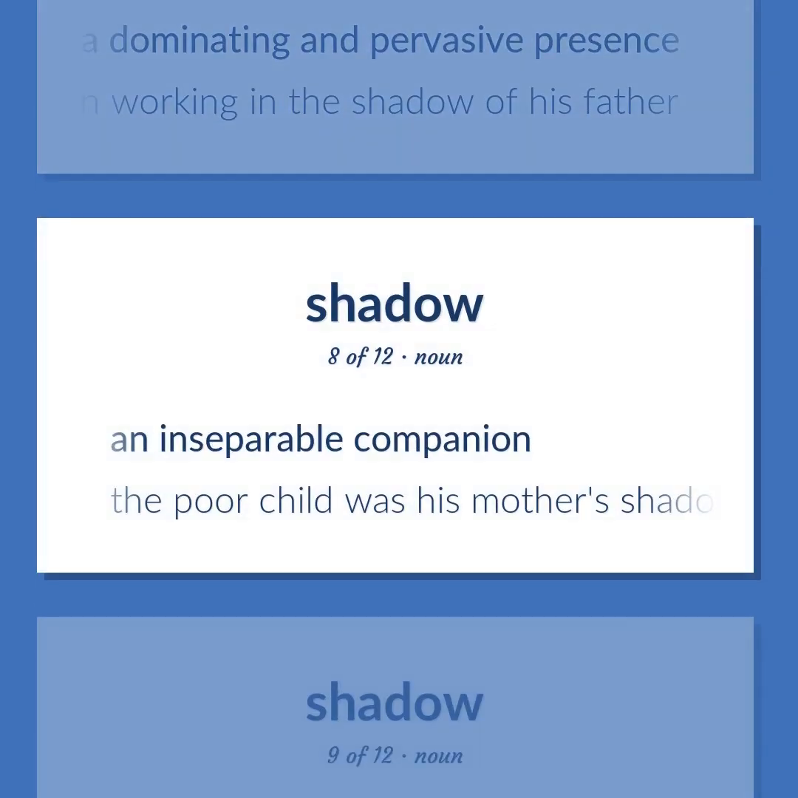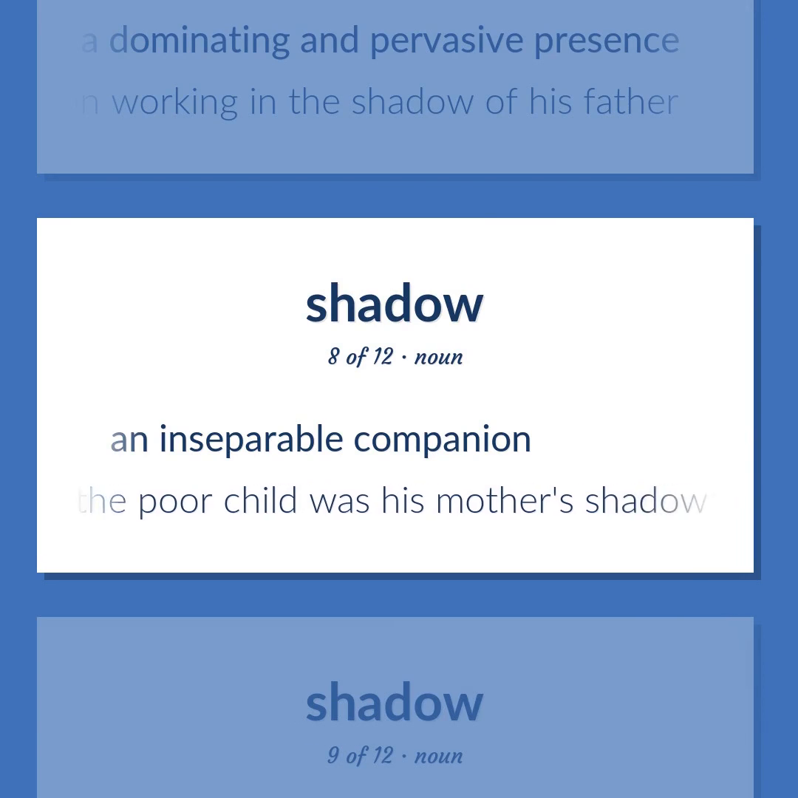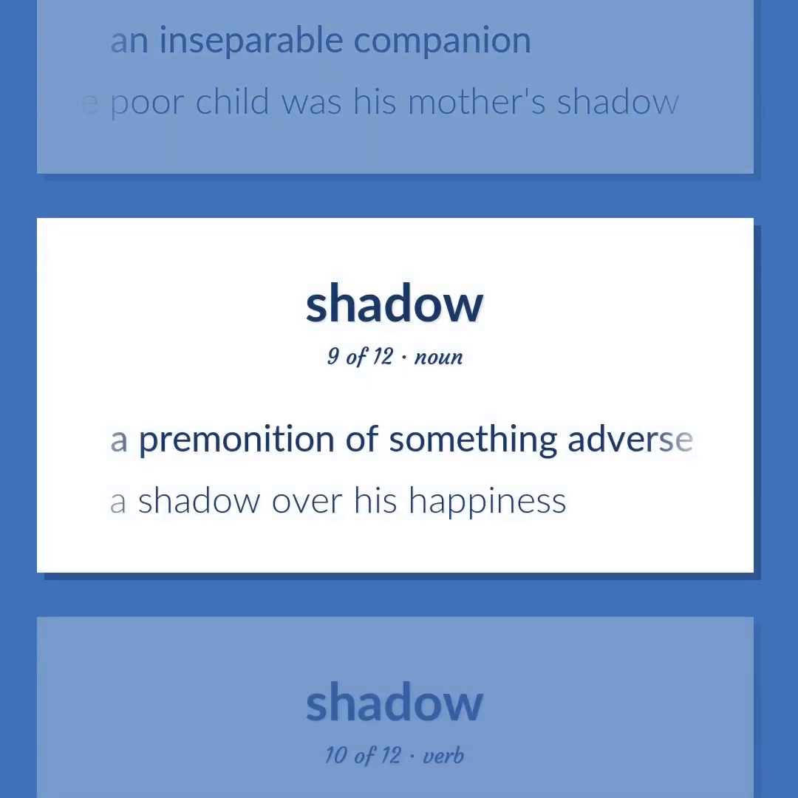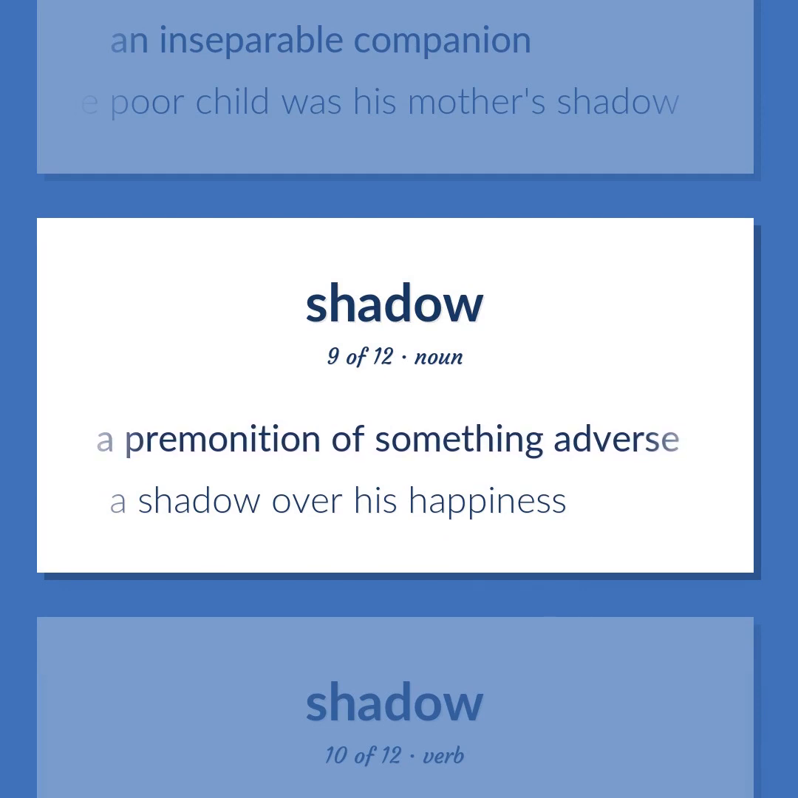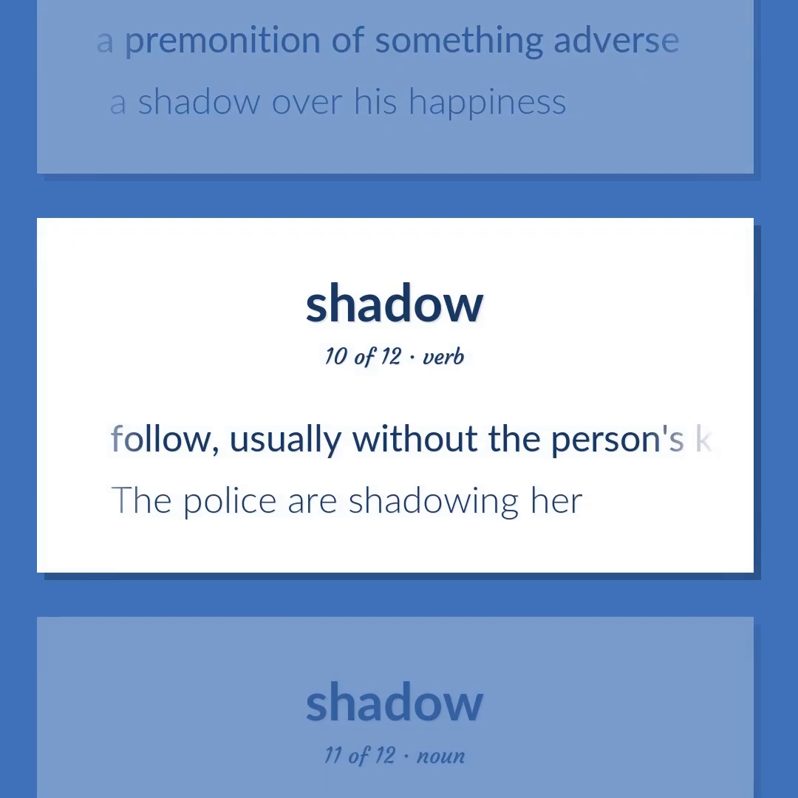An inseparable companion. The poor child was his mother's shadow. A premonition of something adverse. A shadow over his happiness. Follow, usually without the person's knowledge. The police are shadowing her.